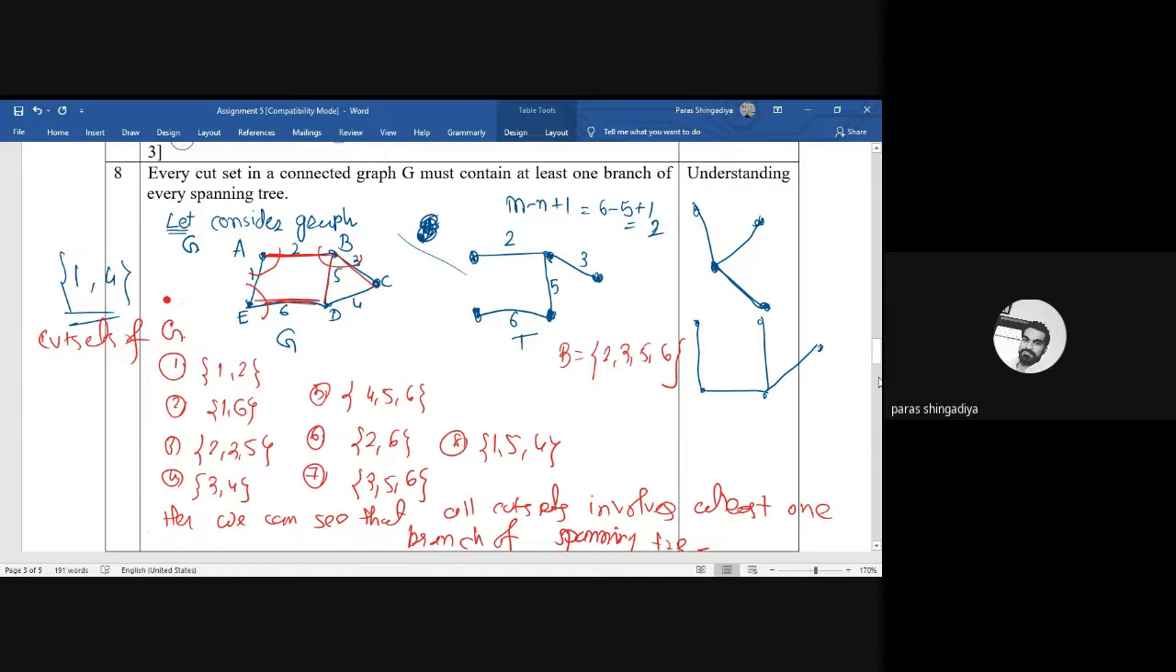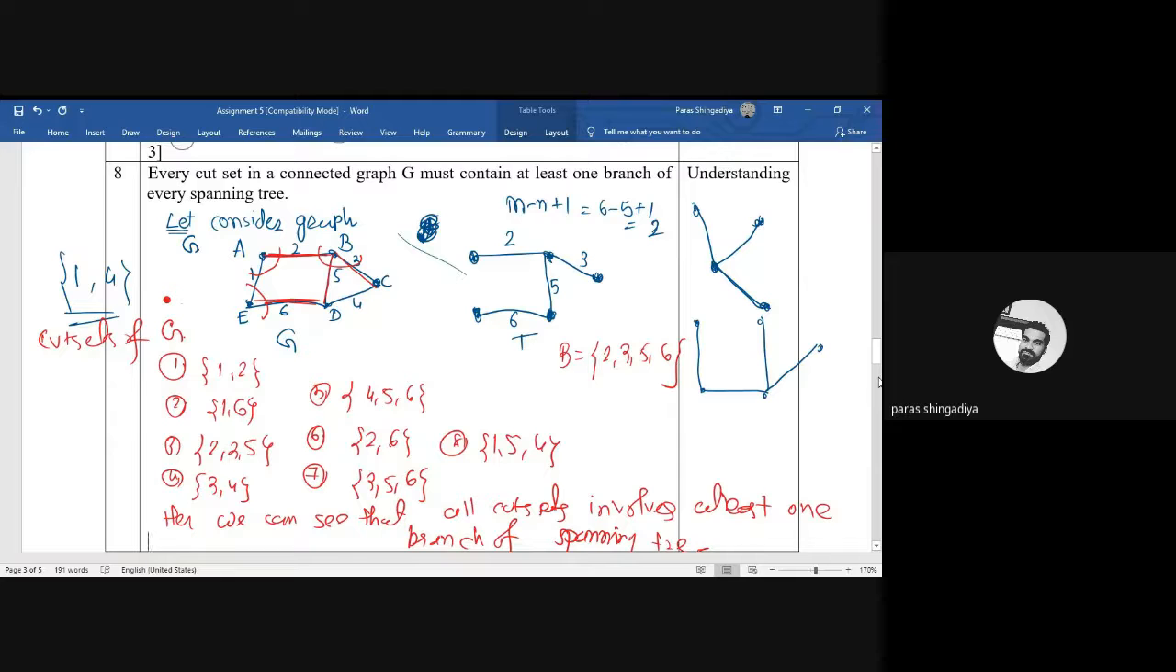1 and 4. So now check this all cut set and identify which cut set involve only single branch and rest of edges are the chord. Okay. So 1 and 2, it has only single branch. 2 is the branch. Okay. 2 is the branch as per our spanning tree. So this cut set is known as a fundamental cut set. Okay. That is a cut set also, but it is also fundamental cut set.